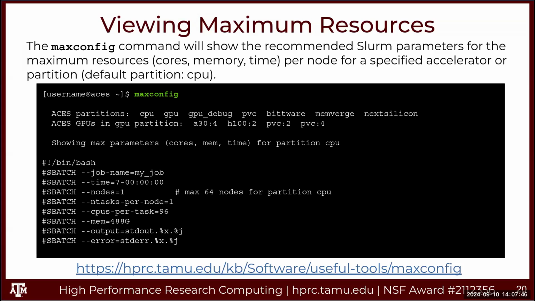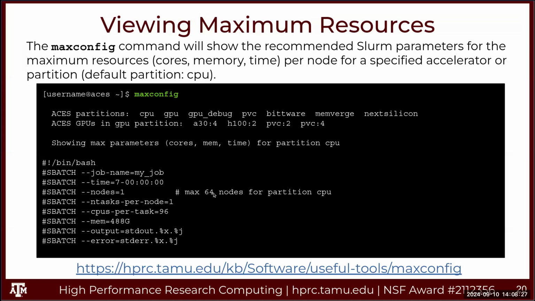All right, to look at the maximum number of cores and memory available for any of the partitions, you can use the max config command. This command will default to the CPU partition. So if you want to see the maximum for a GPU partition or any of the other partitions, you will need to specify the partition name. But just running it with no options, the default will give you the maximum CPU resources that you can configure. For example, the maximum runtime is 7 days on the CPU partition.